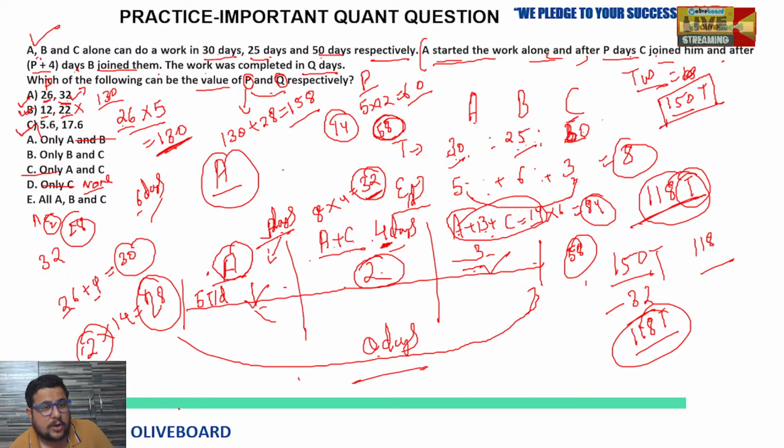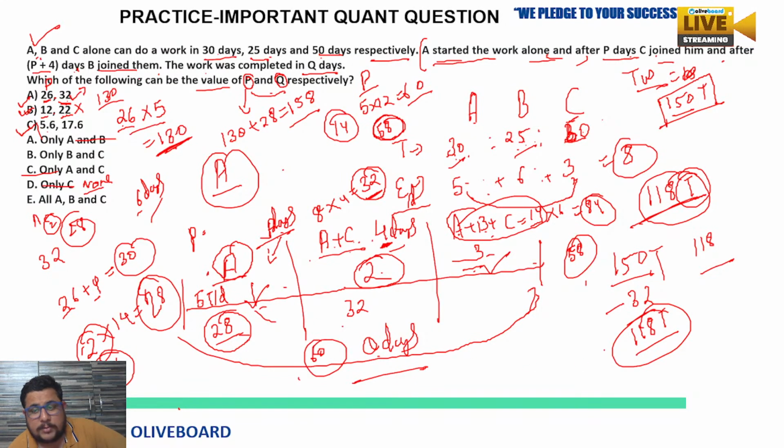Now similarly for option C, 5.6. 5.6 days. This is what given here. Okay, by A. Value of P is 5.6 days. 5 cups of tea per day. 5.6 into 5. So it is going to be 28. Clear? Now 28 finished, and A plus C finished how many? 32. So 28 plus 32, 60. How many left? 150 minus 60, 90.